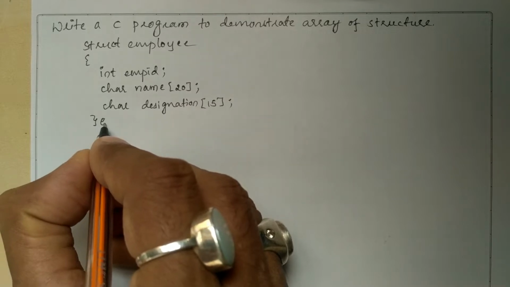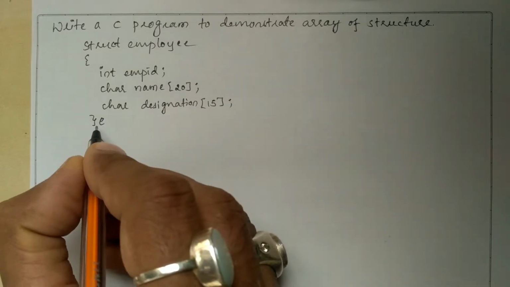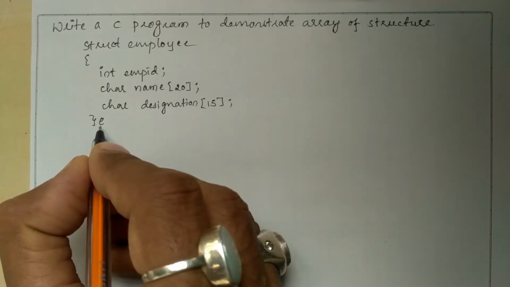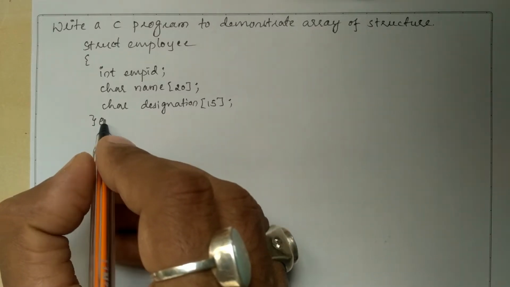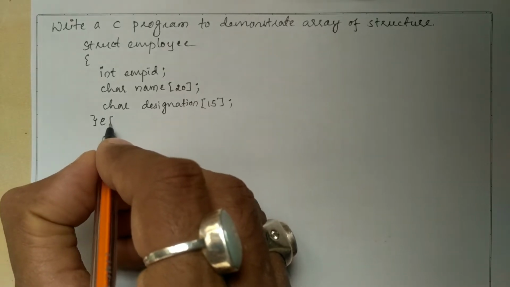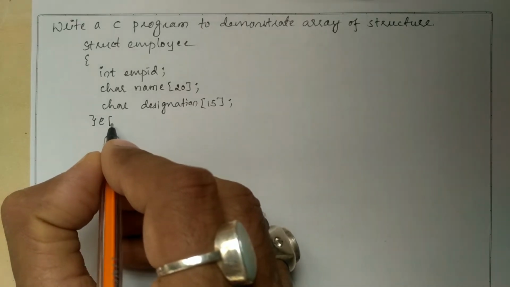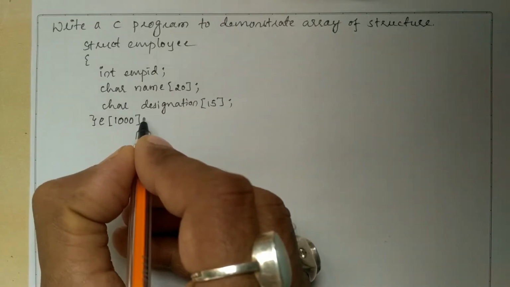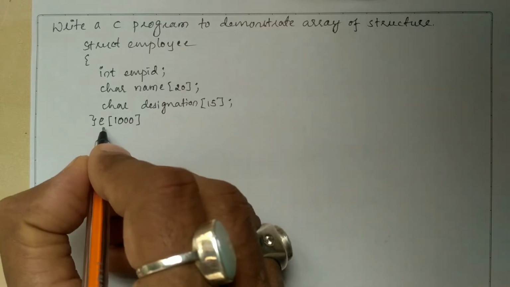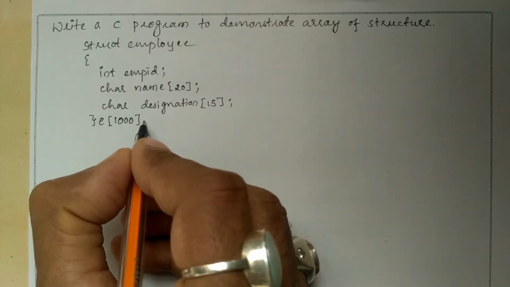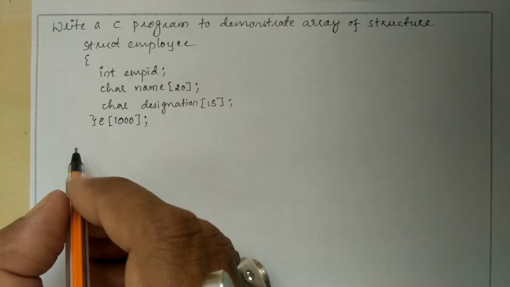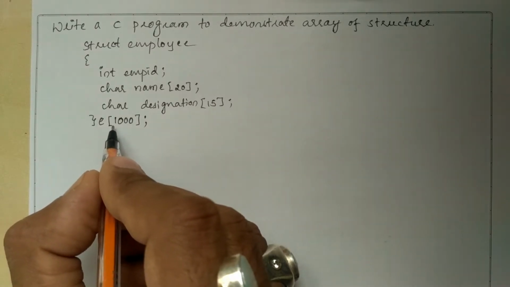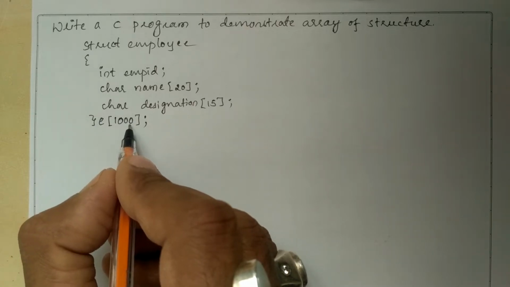Now after defining the structure we have to create the object. Here I have created a single object. If you want to process more than one object, then I have to use array of structure. So how do we write array? Array we are going to write in square bracket, we are going to write size. For example, if I want to process 1000 employees information, then in a square bracket you can write 1000 and then put semicolon. So we can access each of the employee information using index number starting from 0 to 999.